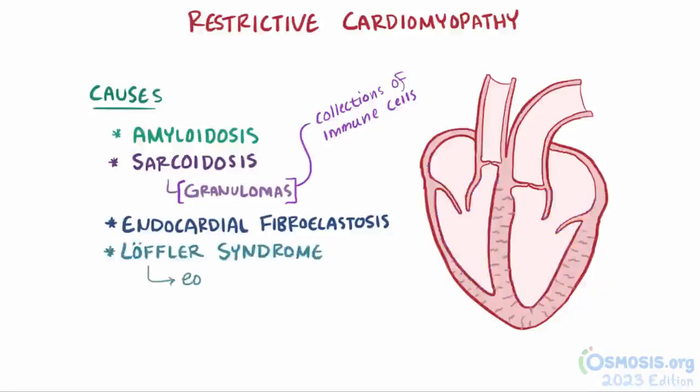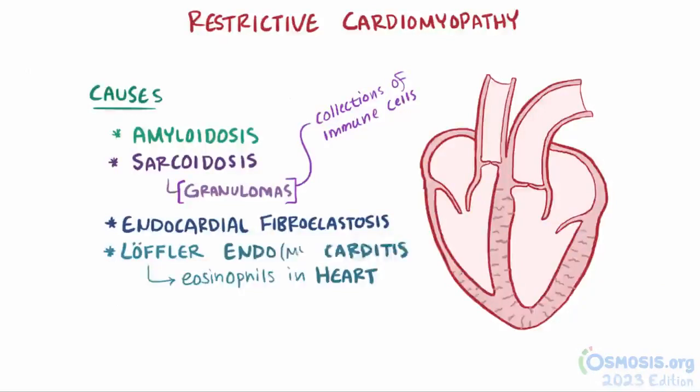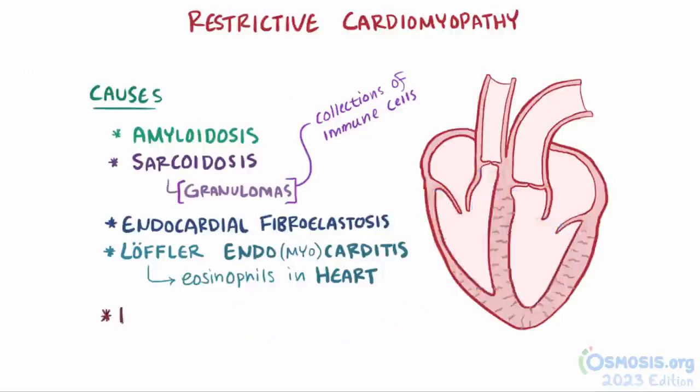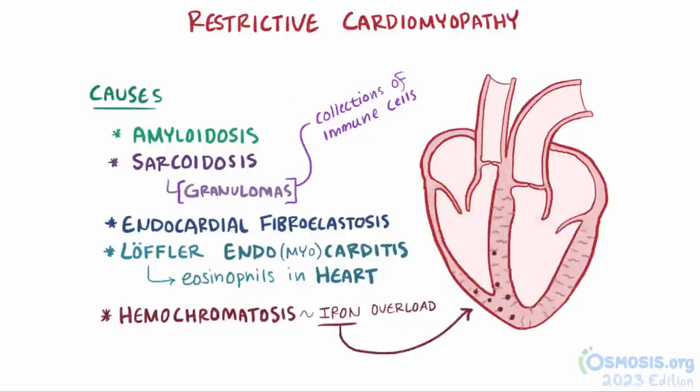Löffler syndrome, where eosinophils accumulate in the lung tissue, can also affect the heart tissue, called Löffler endocarditis, or sometimes Löffler endomyocarditis. In this case, eosinophils accumulate in the endocardial layer of the heart tissue, causing inflammation and endocardial fibrosis, making it stiffer and again less compliant. Also, with hemochromatosis or iron overload, iron can deposit in the heart tissue, which contributes to restricted ventricular filling.